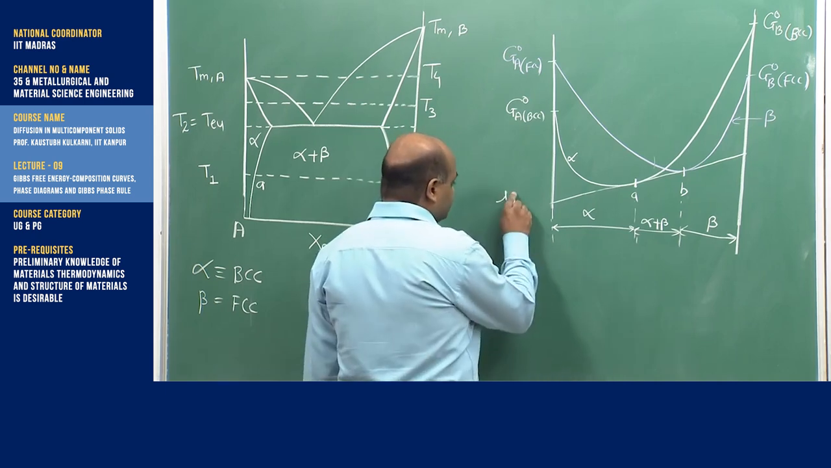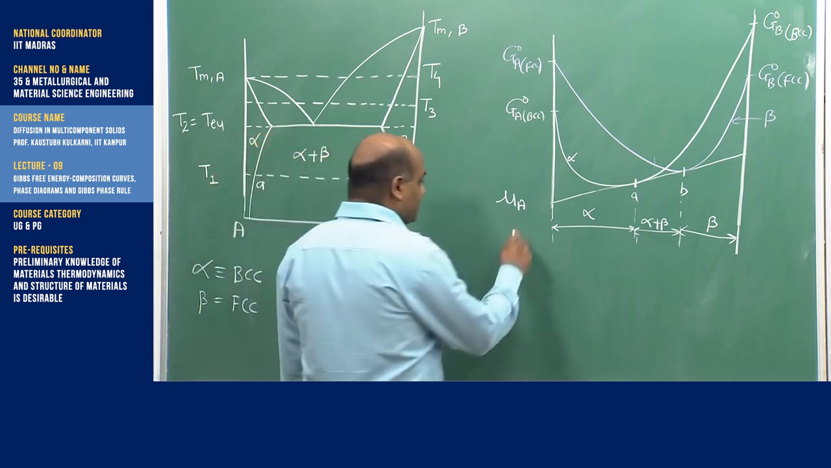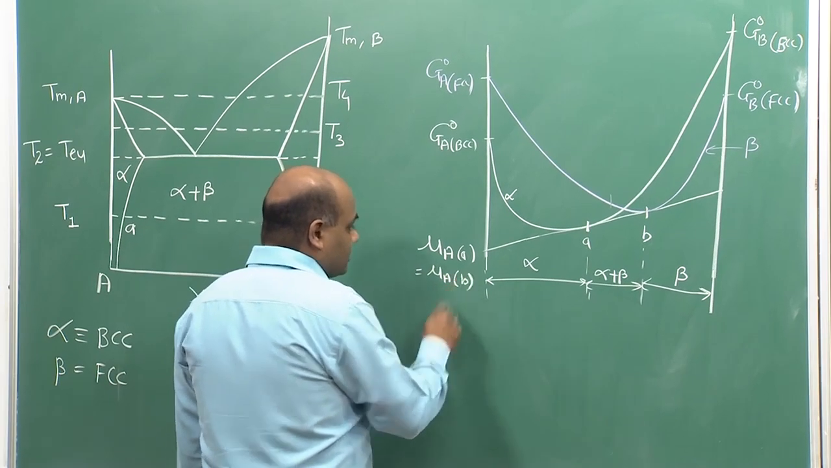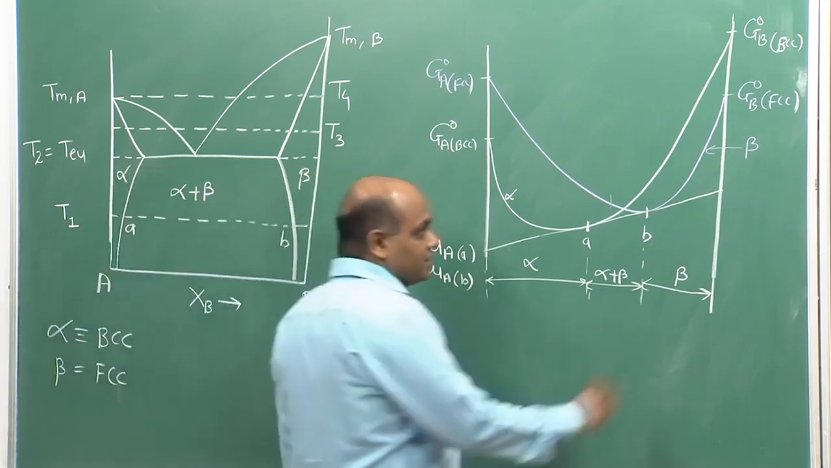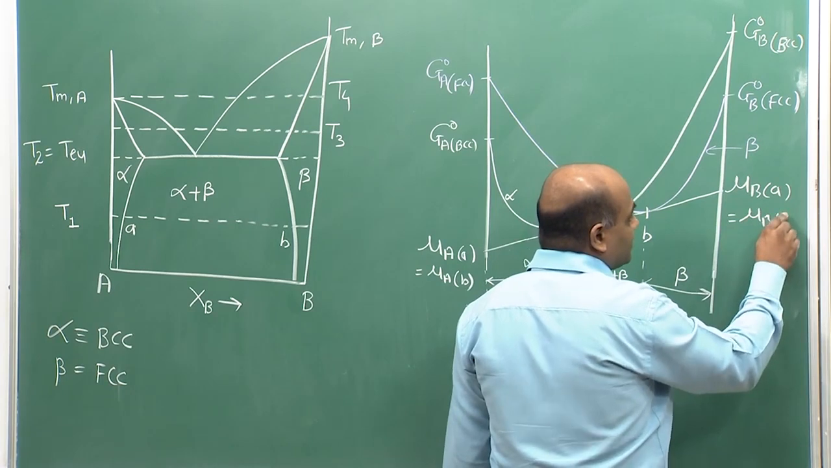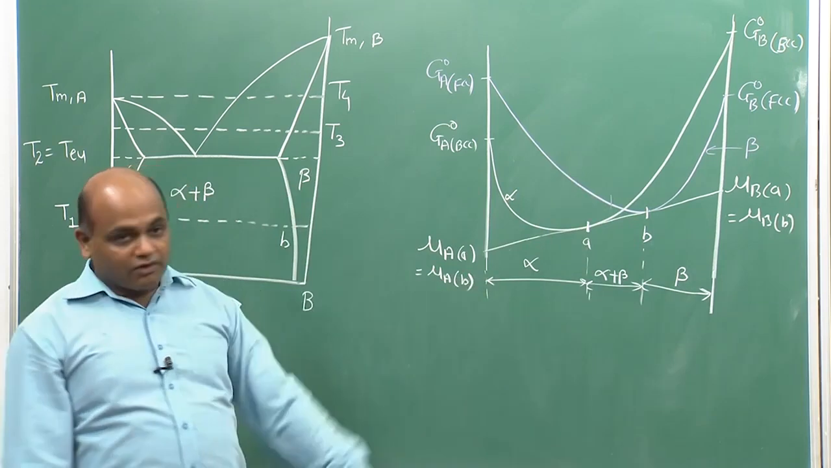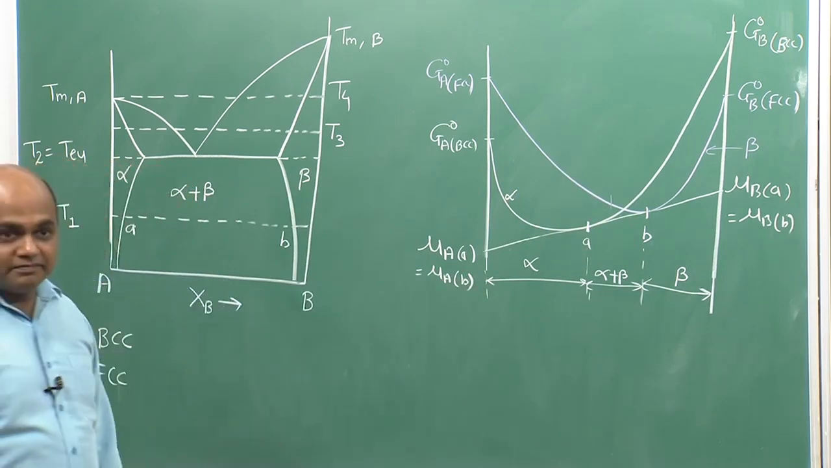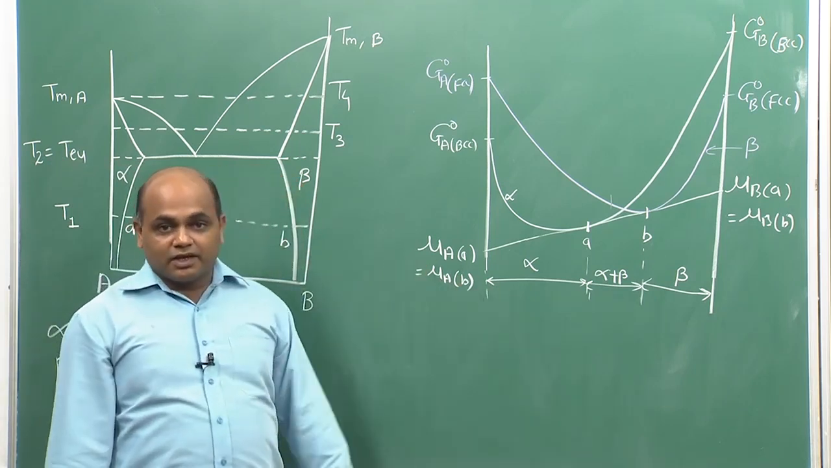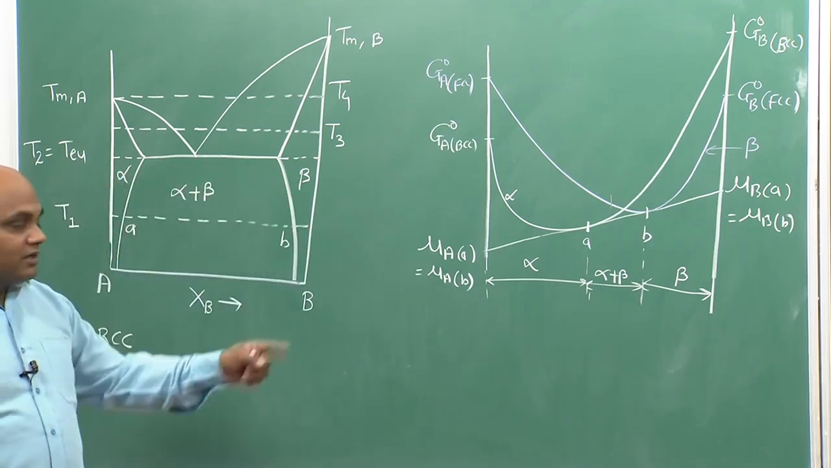So, trivially, since there is a common tangent, right, mu A in A will be same as mu A in B. Similarly, mu B in A will be same as mu B in B. And this is the condition for two phase equilibrium. So, the chemical potential of A in one phase should be equal to the chemical potential of A in the other phase. Similarly, chemical potential of B should be same in both the phases.